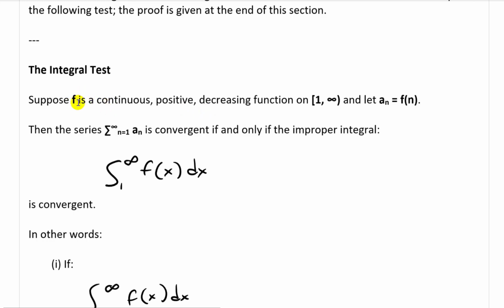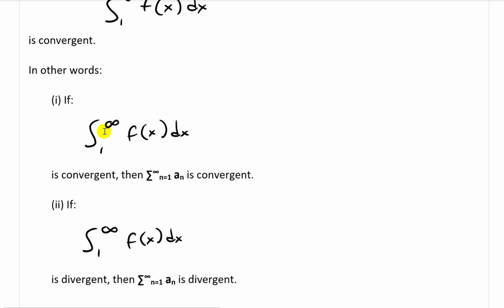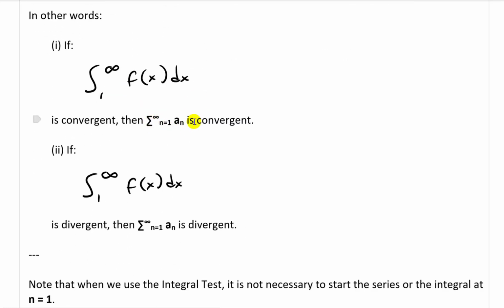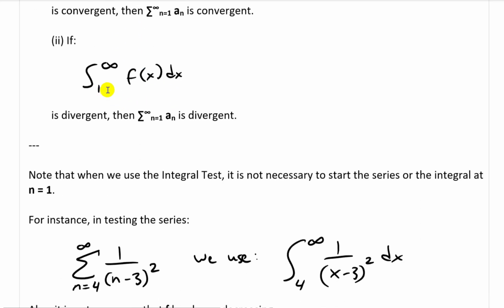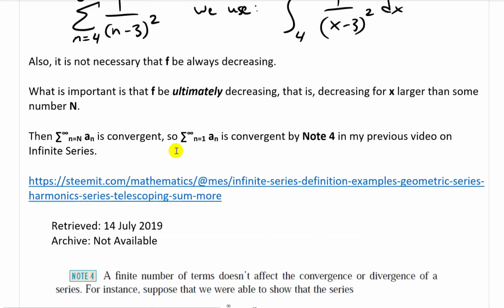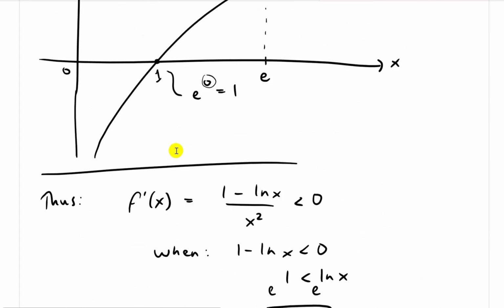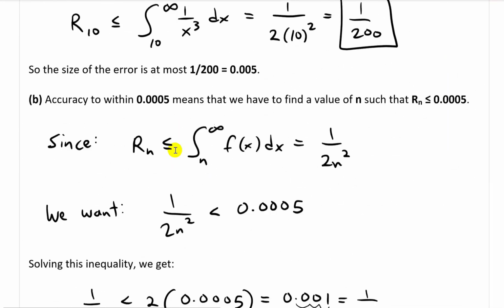So basically the integral test recap. Suppose f is a continuous positive decreasing function on 1 to infinity, and let a_n equal f(n). Then the series of a_n from n equals 1 to infinity is convergent if and only if the improper integral from 1 to infinity of f(x) dx is convergent. In other words, if the integral is convergent, then the series is convergent. If the integral is divergent, then the series is divergent. So that's the integral test. You just check the integral, and if it's divergent, the series is divergent. If it's convergent, the series is convergent.